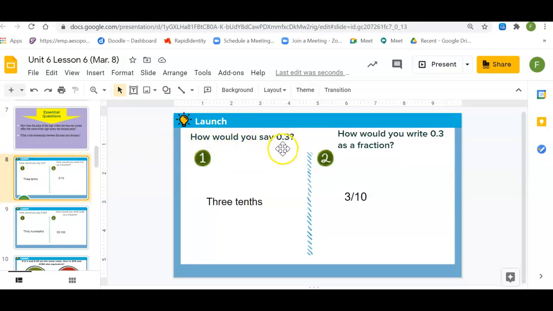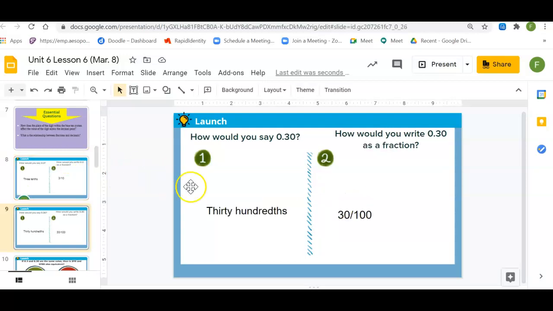You would say that it's 3/10. 3/10. And I've got it written right here for you. How would you write 0.3 as a fraction? 3 is the numerator, 10 is the denominator. 3/10. And let's go to our next slide.